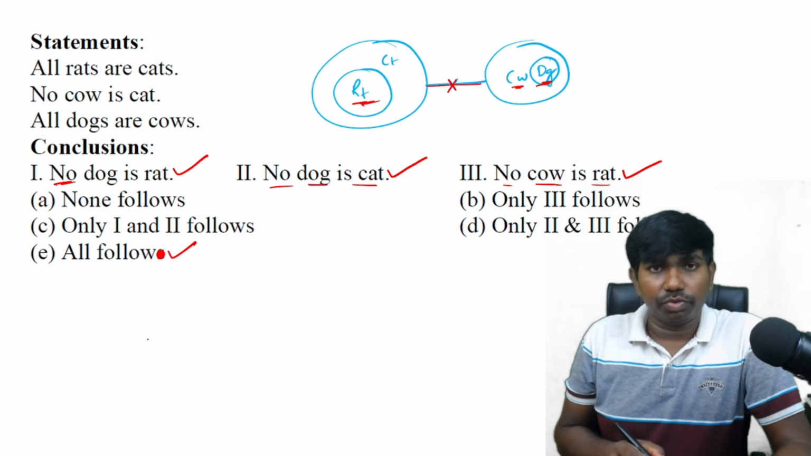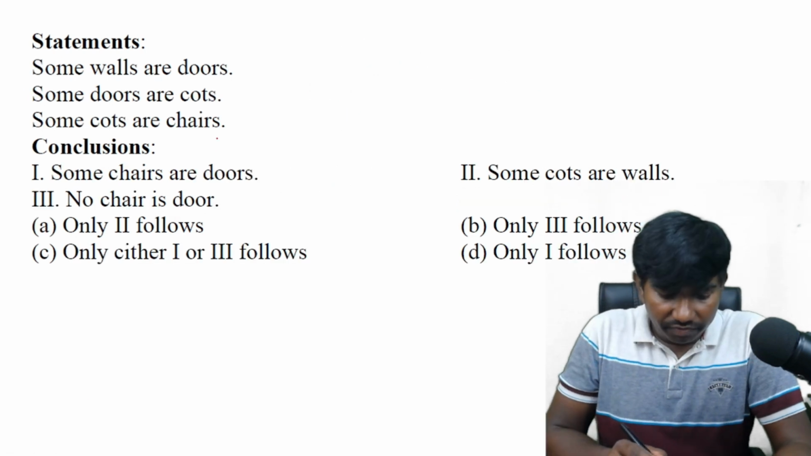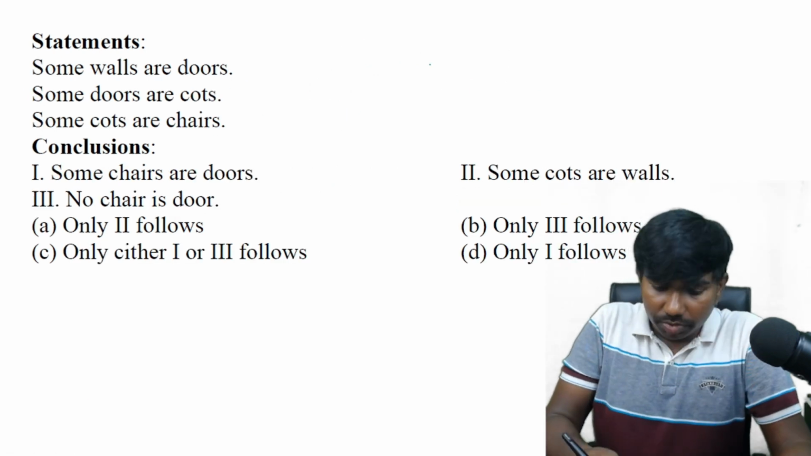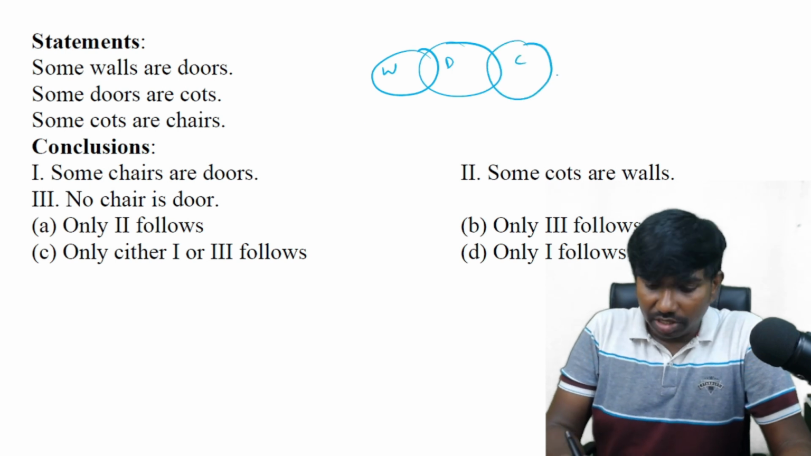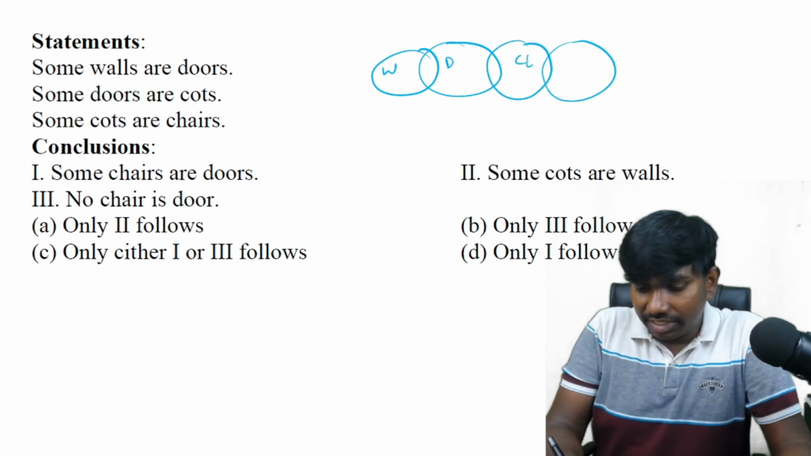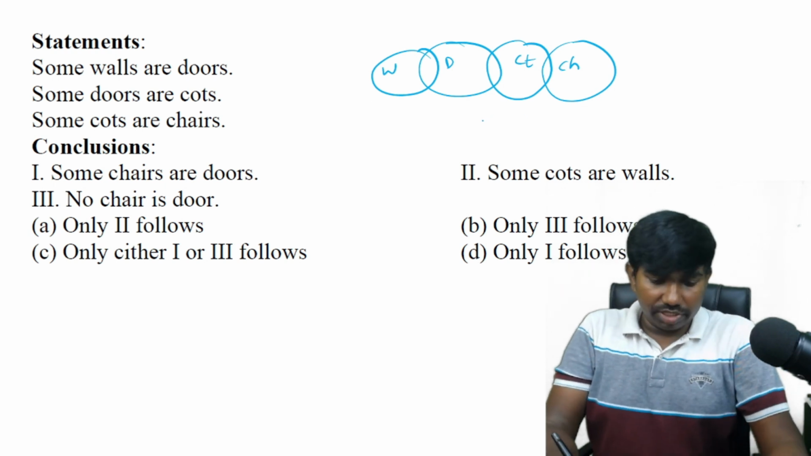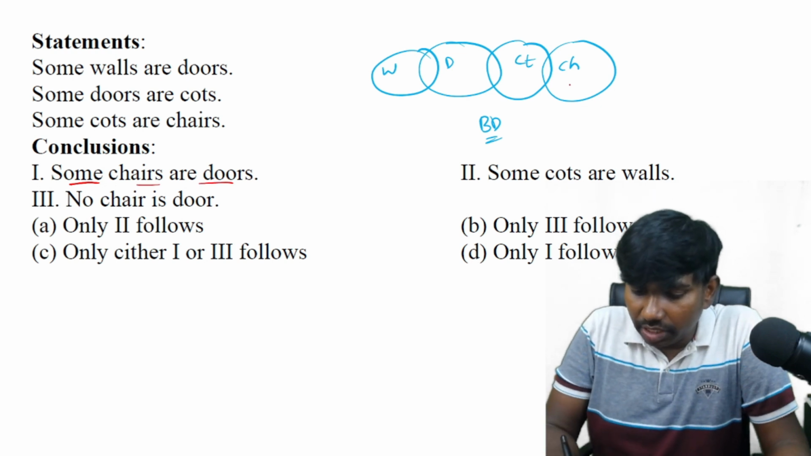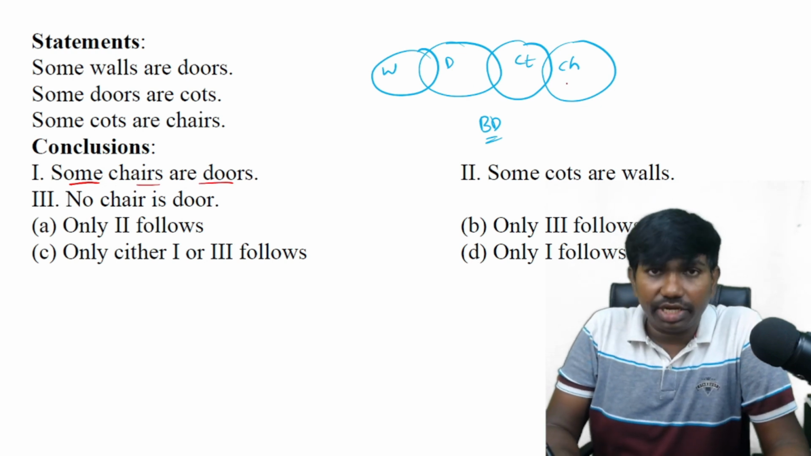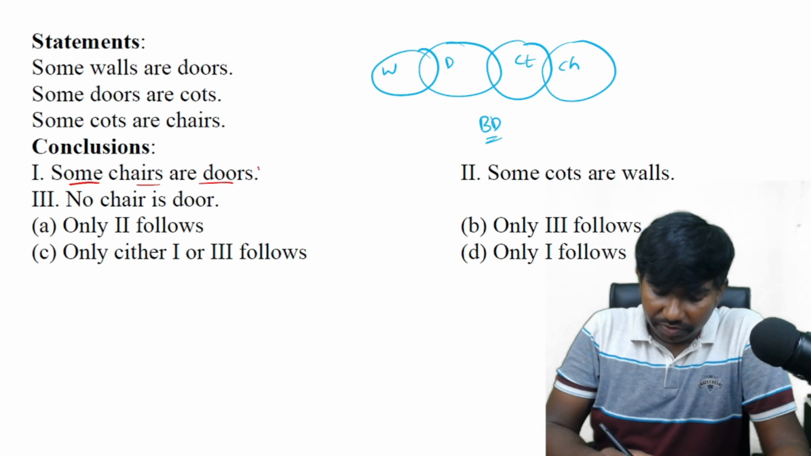All follow. Okay. Next. Some walls are doors. Some doors are cots. Some cots are chairs. Cot I am taking as CT, chair as CH. So this is the basic diagram. Verify the conclusions. Some chairs are doors. There is no intersection between chair and door. Correct. So that's why it is fail.